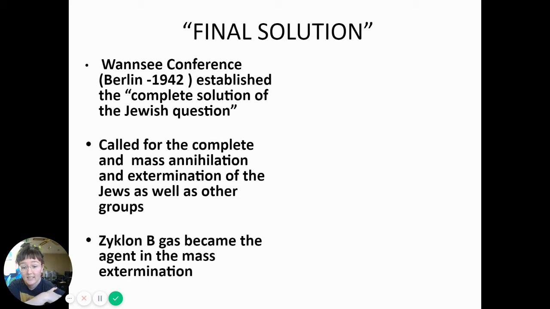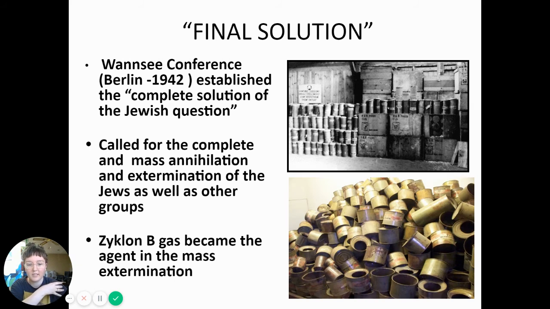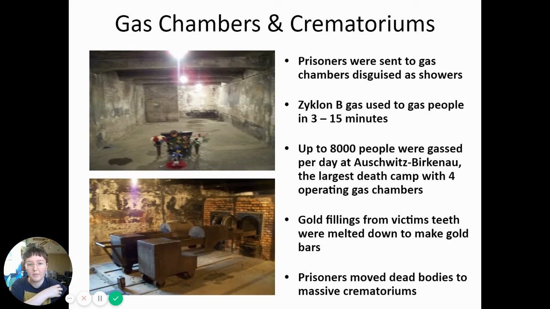They used a gas to help them kill people more effectively. Prisoners were sent into gas chambers that were disguised as showers, and they would go in and then they'd get gassed. Up to 8,000 people were gassed per day at Auschwitz-Birkenau, which was the largest death camp. It had 4 gas chambers.